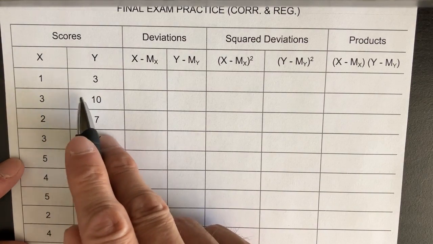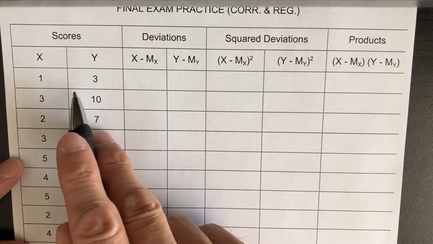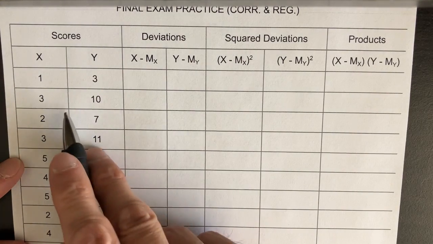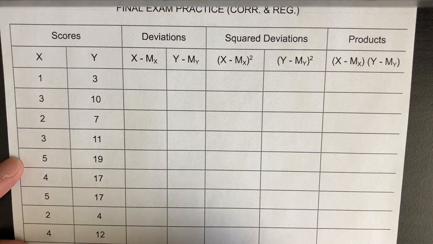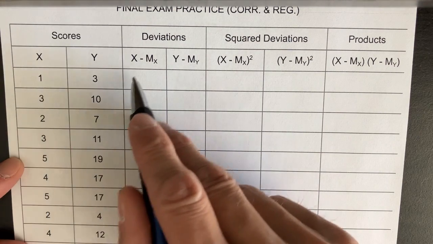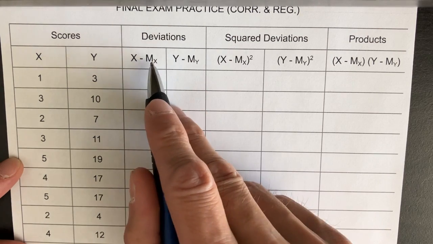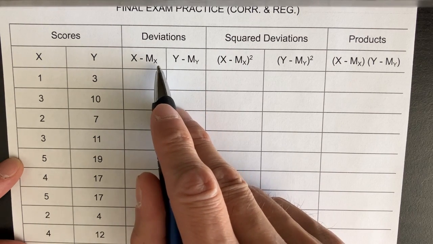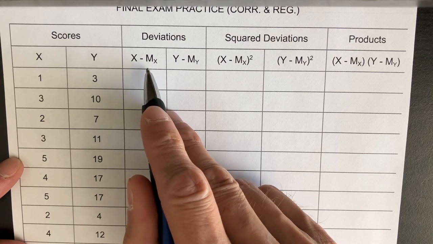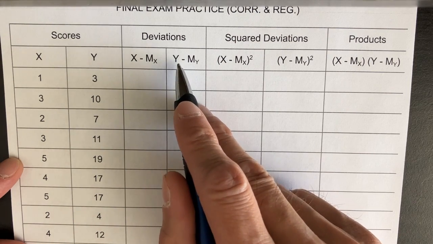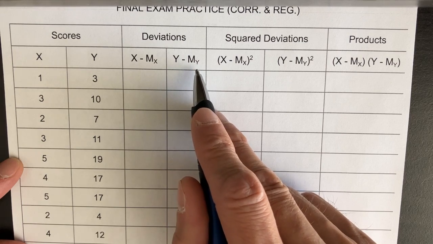These are just X and Y coordinates. We can do a scatter plot with these on an X and Y axis, and then draw a line that would best fit that pattern. Then we have this other column, deviations, which is made up of two subcolumns, an X minus M subscript X column, and a Y minus M subscript Y column.